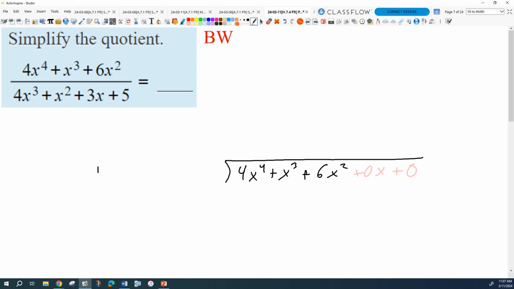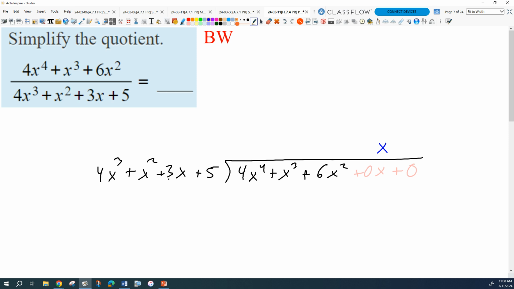Now, you guys were probably thinking this was pretty mean to give you such a big denominator, but it actually was pretty nice, wasn't it? The bigger the degree of the denominator, the fewer times you have to go through the process. Okay, so what's the first term on the top? x. Good, because 4x to the 4th divided by 4x cubed is x. So I'll put it over in the x column.